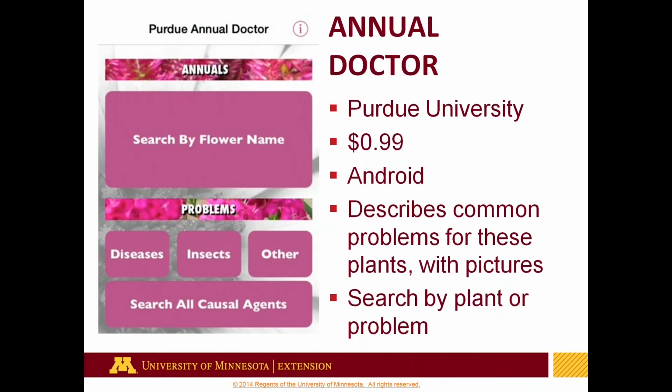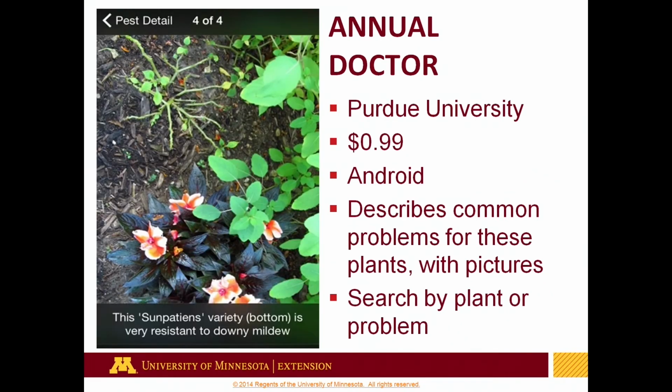Annual. Well, I happen to know about downy mildew in impatiens, so I searched for that. This again is 99 cents. Yep, that's what my impatiens look like. And here they're showing a type of what I'd call New Guinea impatiens, very resistant to downy mildew. So it's not only showing you, this is one of 4 pictures, what the disease looks like, they're showing you a way to get around it.